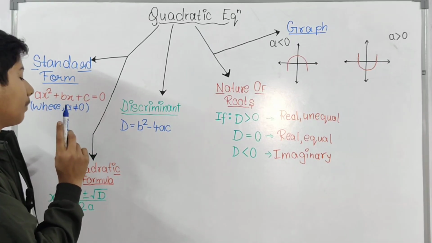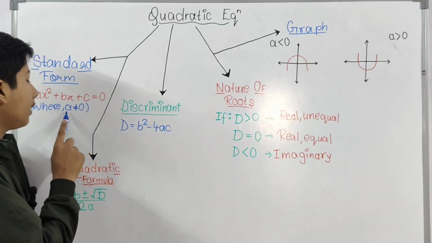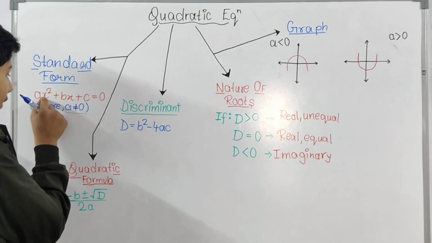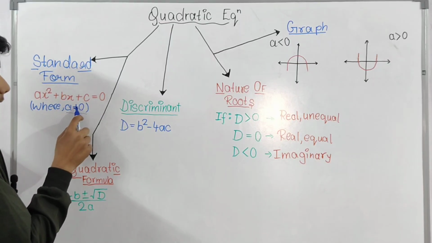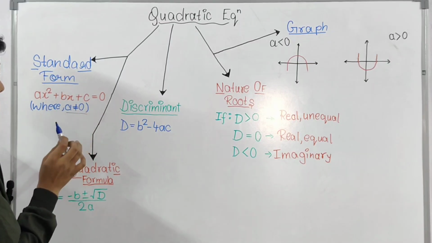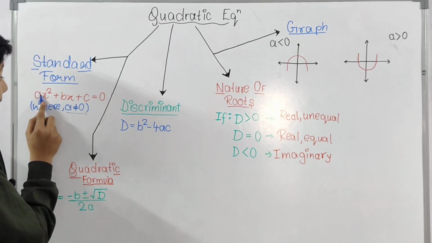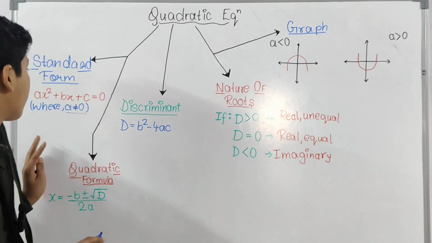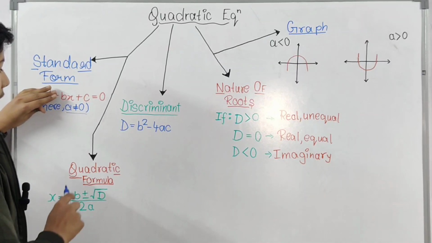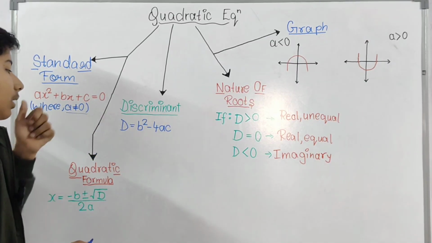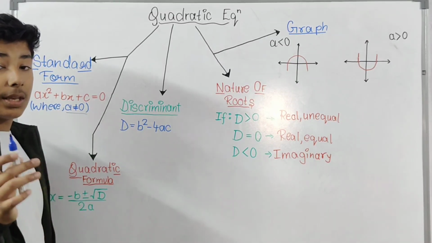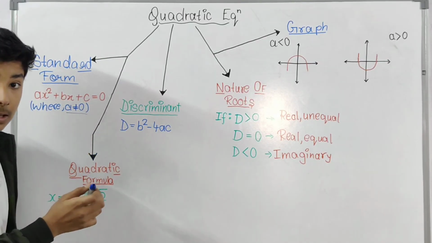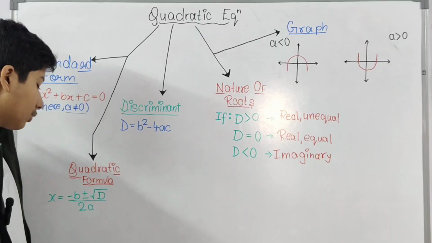Now, the most important thing here is a not equal to 0. Why? Imagine a equal to 0. It is the most important because if a is equal to 0, then the ax square term will not exist, so it will be bx plus c, which is a linear equation form. So the most important thing is that a is not equal to 0.